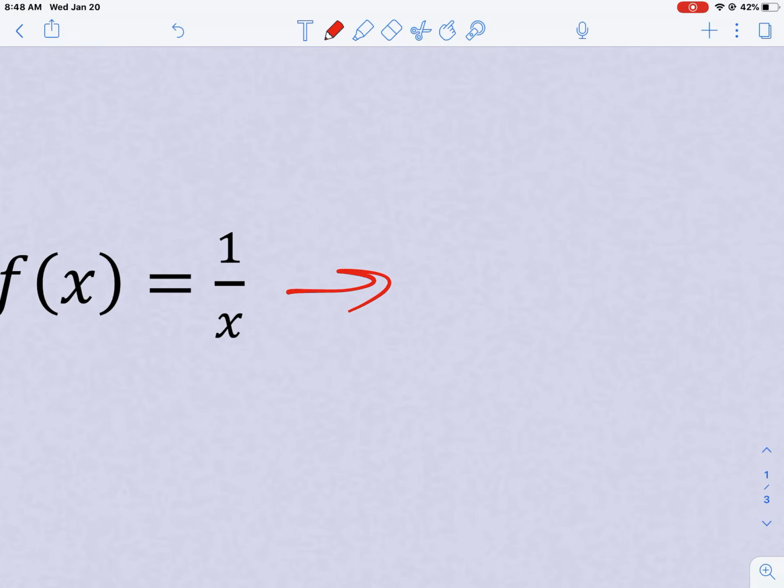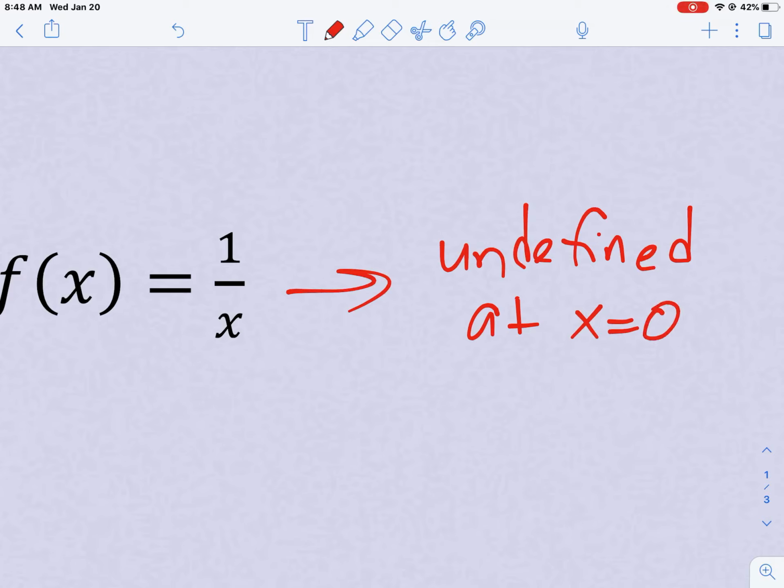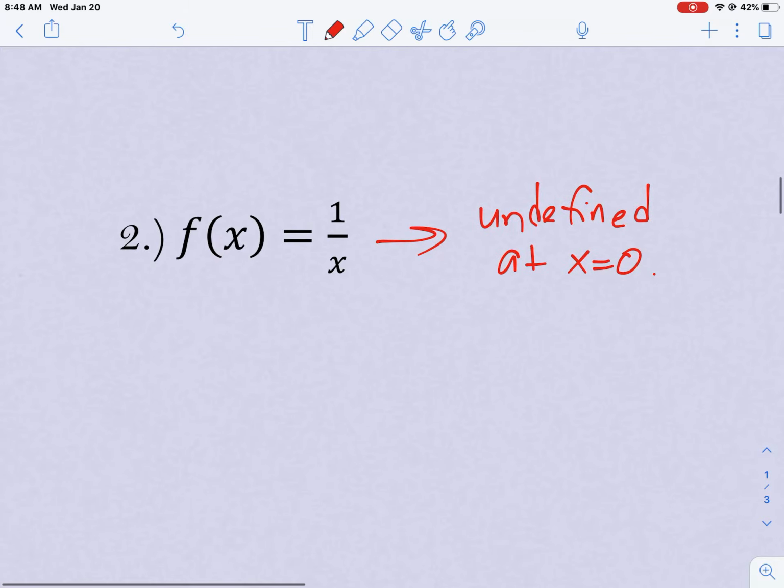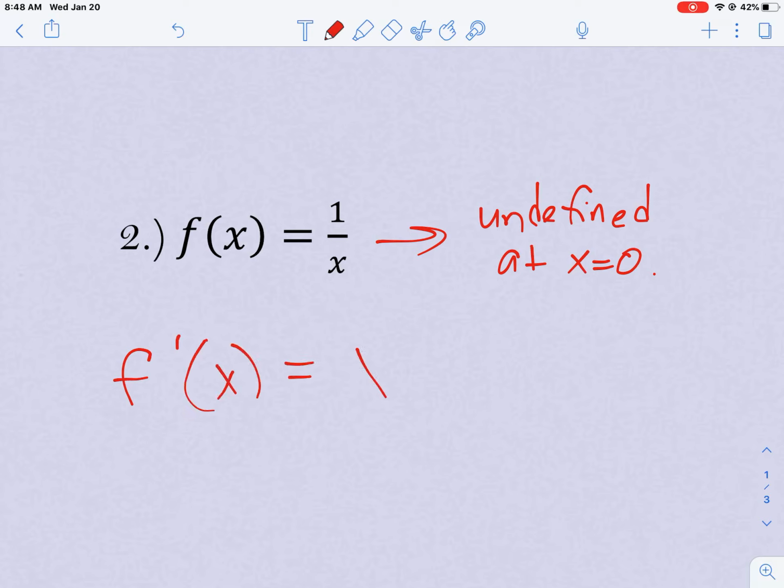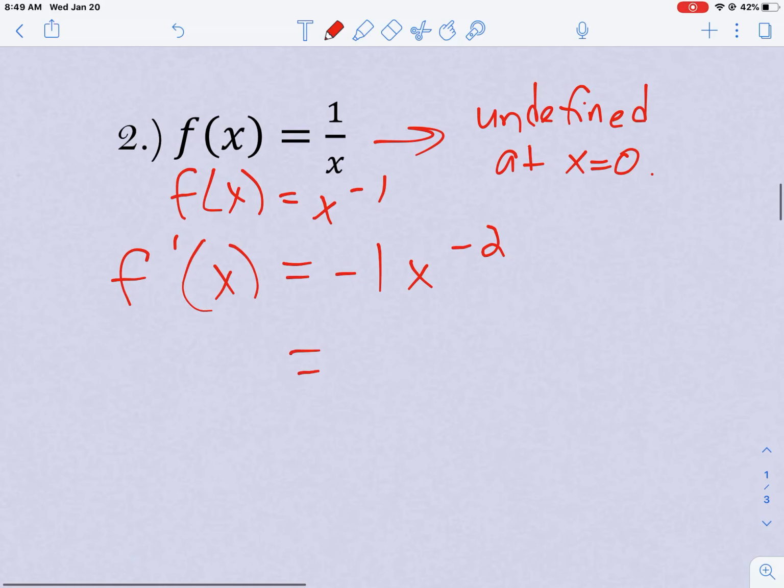Now notice, this function is going to be undefined at x equals 0. So if we get 0 for a critical number, it's not a critical number, because that would make the original function undefined. Let's find f prime of x. Remember, f of x, 1 over x, can be rewritten as x to the negative 1. So the derivative is negative 1 x to the negative 2, or negative 1 over x squared.